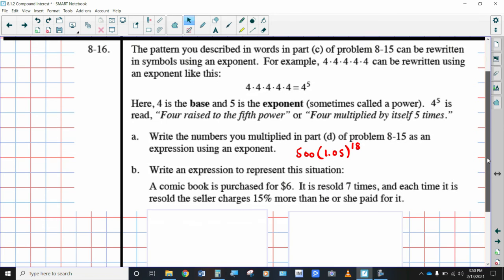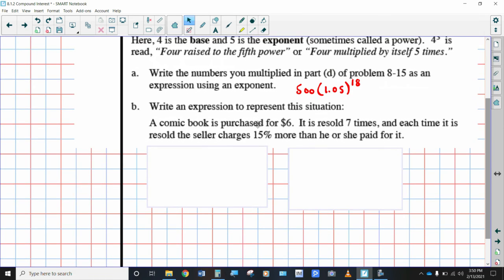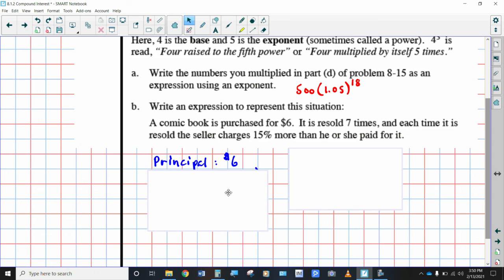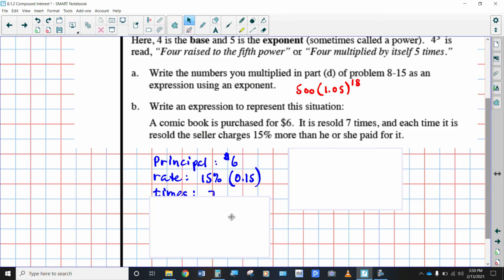Now, let's try a new one. Let's take this comic book is purchased for $6. It is resold 7 times, and each time it is resold, the seller charges 15% more than he or she paid for it, okay? So how would this look? The principal is going to be $6, right? That's how much the book originally cost. The interest rate is going to be 15%, which as a fraction or decimal would both read 15 hundredths. The number of times it's being sold, that's the number of times we're going to compound this with this 15% interest, would be 7 times.